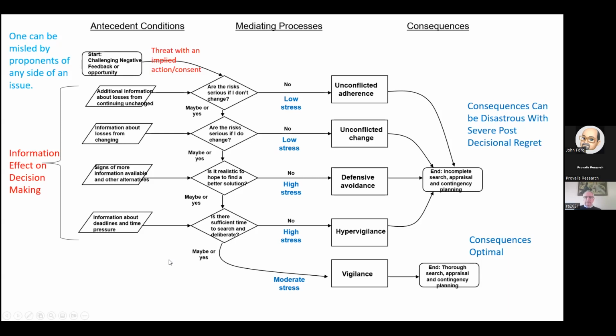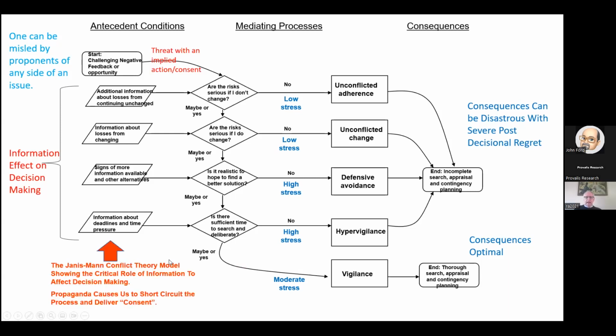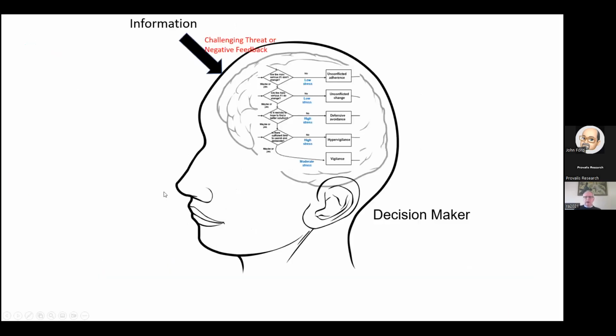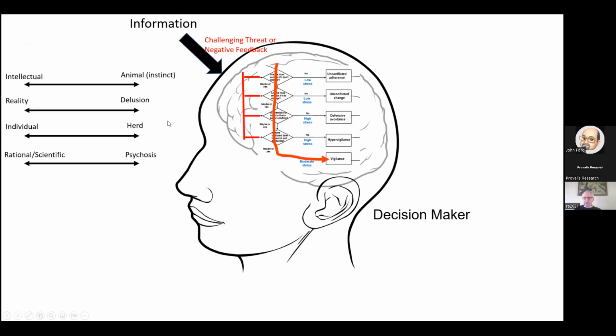So we talked about that, and that's the goal of vigilant decision-making. What we also talked about was that propaganda typically starts with a challenging threat or negative feedback, and then you get information that basically short-circuits a rational process towards decision-making. And what it does, it takes advantage of certain vulnerabilities that we as humans have.